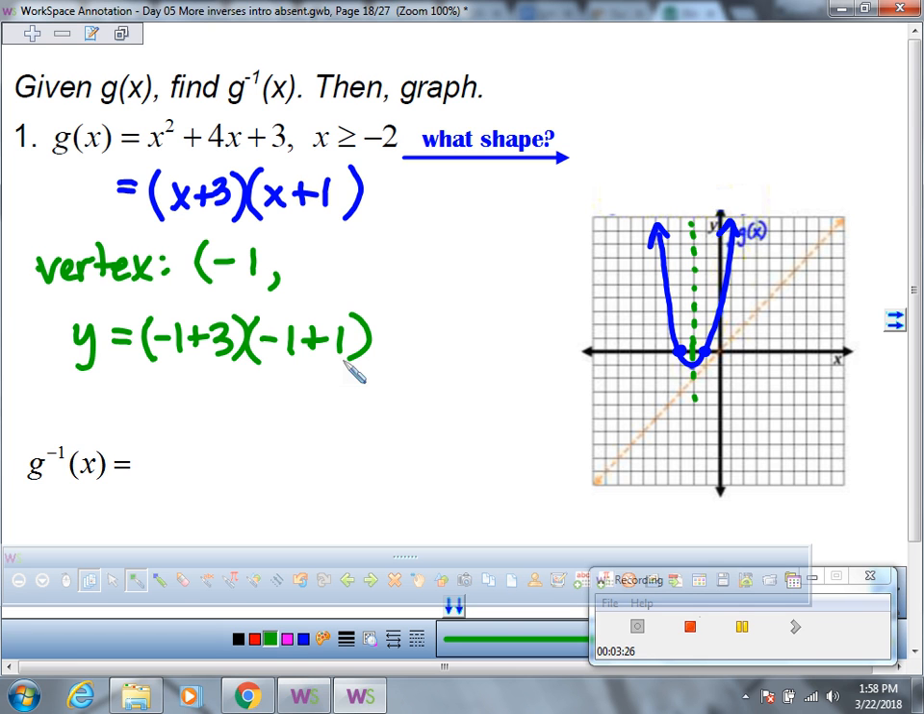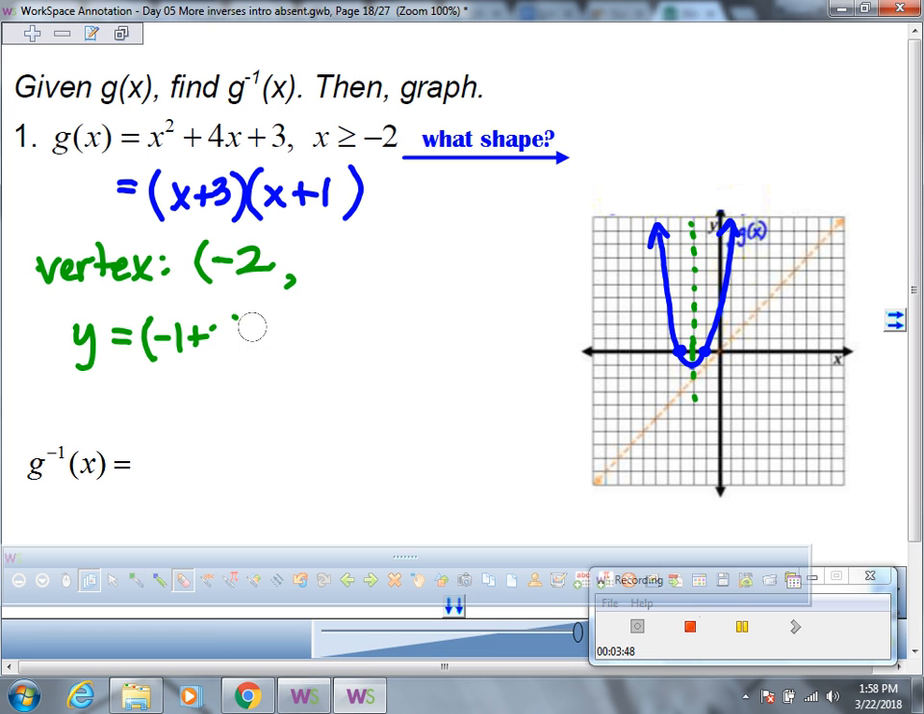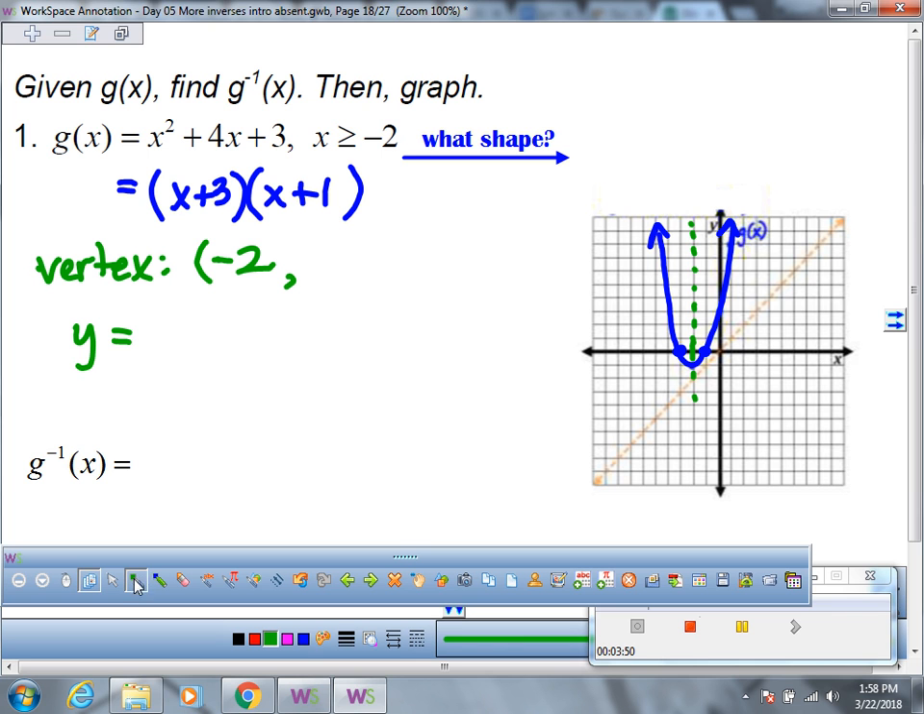Do you guys see how I knew I was wrong because I kept getting the wrong vertex? -1 is 0. That's why, right there. It's -2. Now it'll work. So glad I was recording that. See, it's okay to make mistakes because you learn from them.